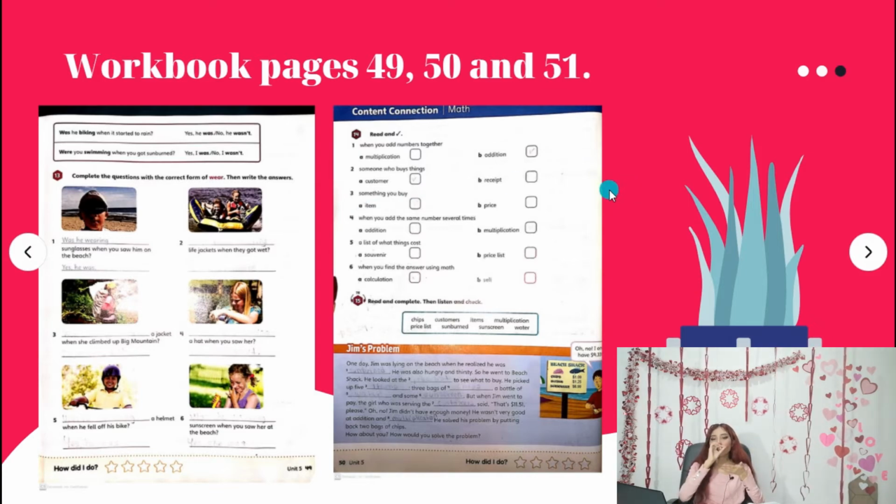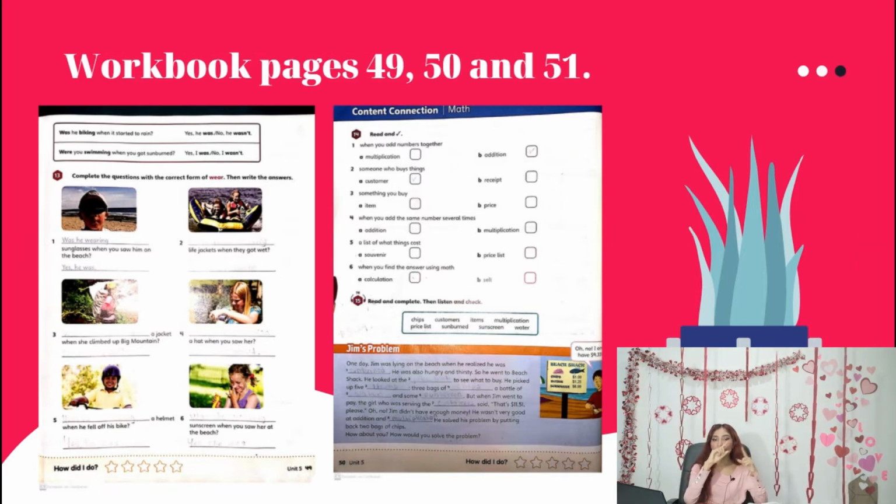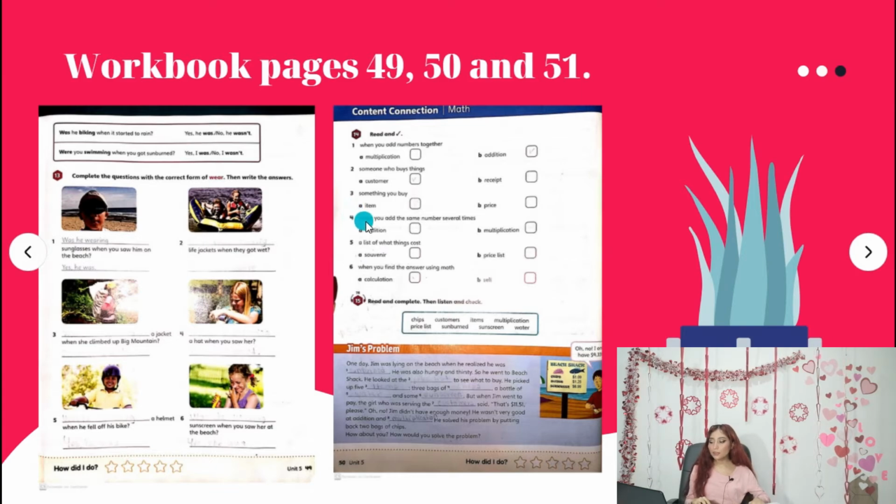So you just need to check the correct answer, but the one that isn't correct, you are not going to do anything with it. Number 3 is something you buy. It's an item or a price. 4, when you add the same number several times, it's an addition or a multiplication. A list of what things cost is a souvenir or a price list. And number 6 says, when you find the answer using math, it's a calculation or a cell.